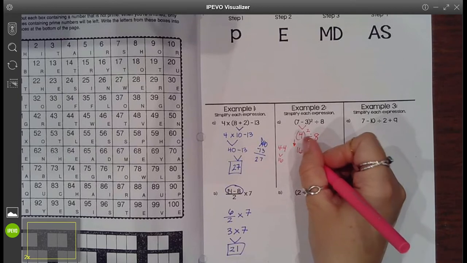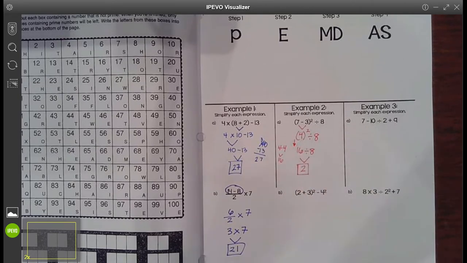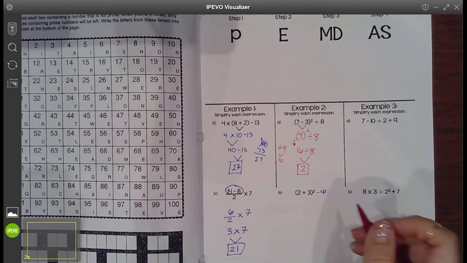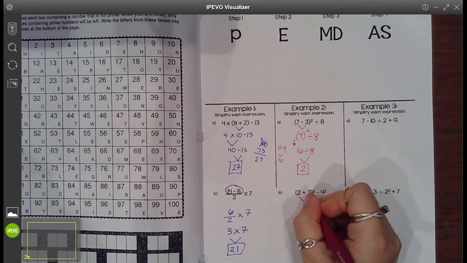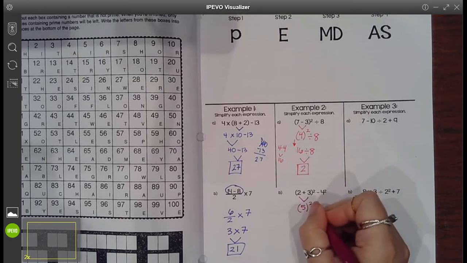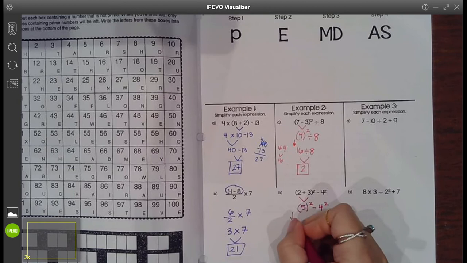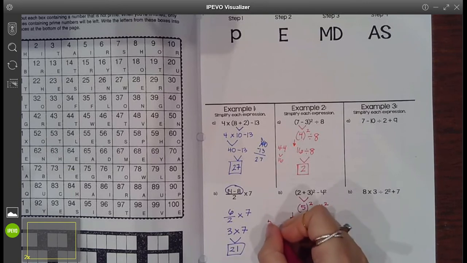Well, what is 16 divided by 8? 2. And there you go. You just solved that one correctly. Okay, the next one, look for parentheses. Yep, I can simplify that. 2 plus 3 is 5. Bring everything else down. And then simplify any exponents that you see. Well, 5 squared is 5 times 5, which is 25.